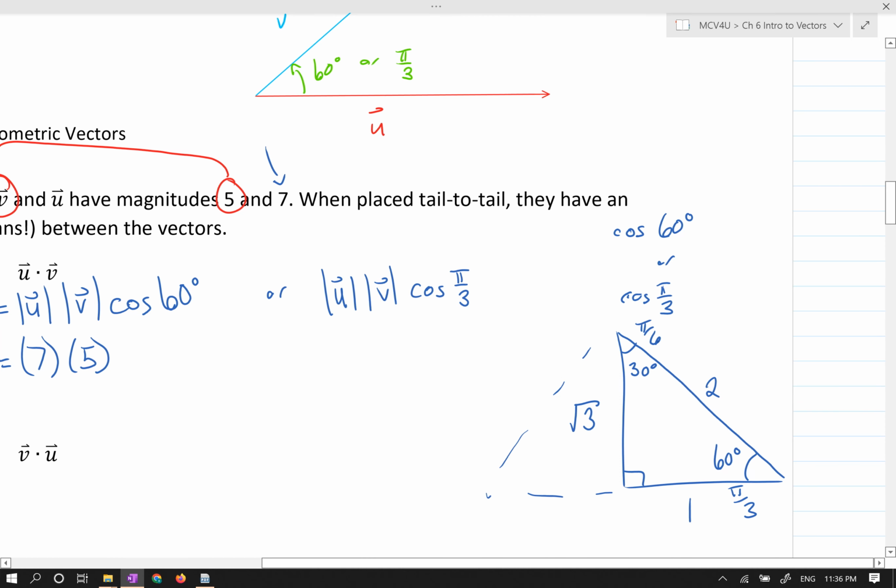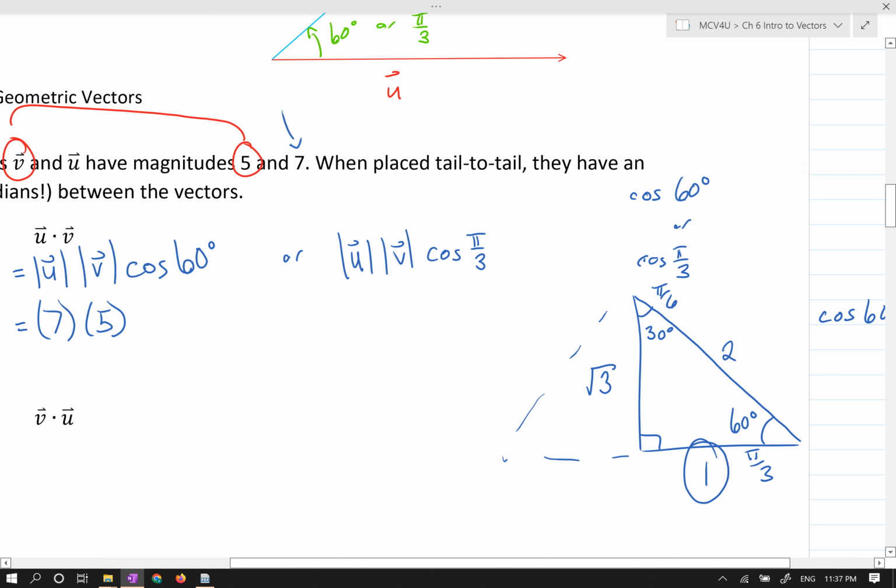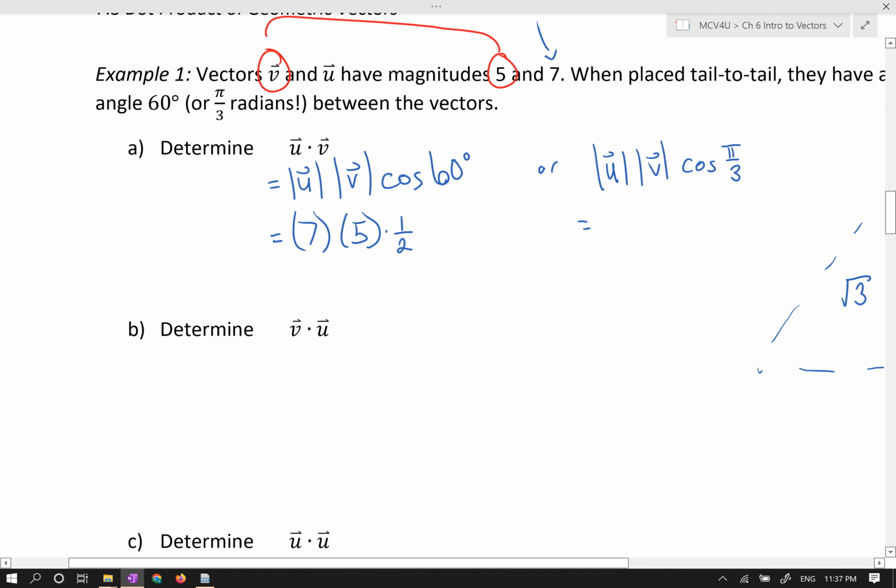All right. So I need to evaluate the cosine of 60 degrees. I know how to do that. The cosine is equal to my adjacent side over my hypotenuse. I know my adjacent side to 60 degrees is 1, and I know my hypotenuse is 2. So the cosine of 60 degrees is 1 over 2. That means the cosine of pi over 3 is 1 over 2. I'm working here with 7 times 5 times 1 over 2.